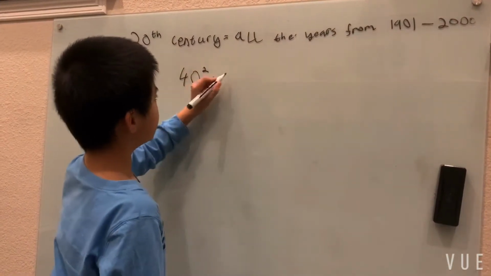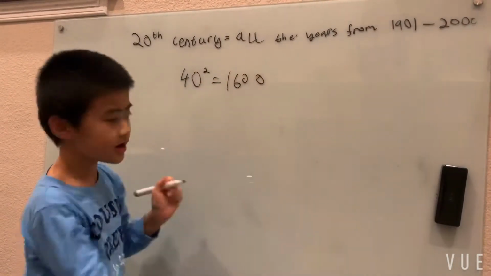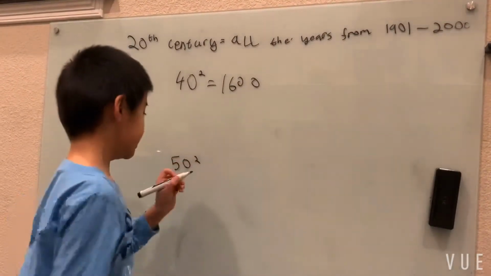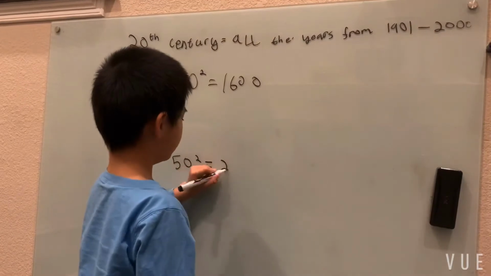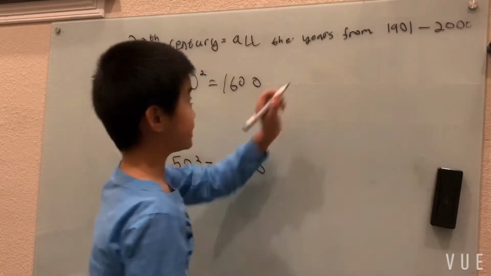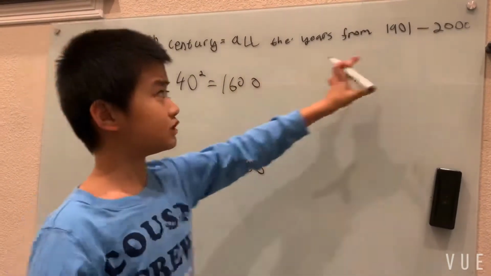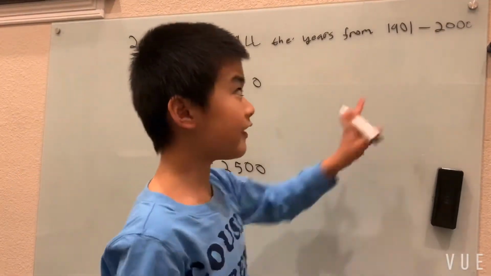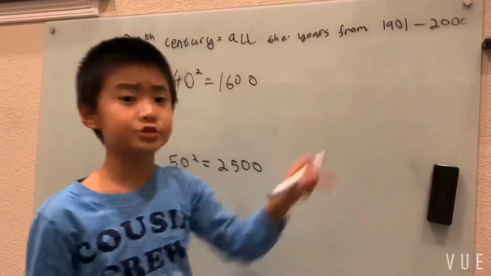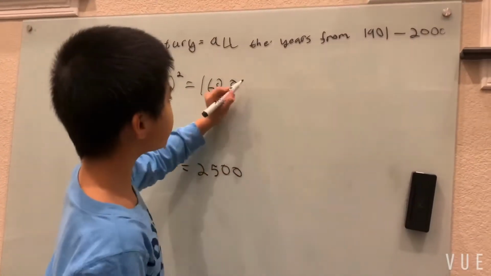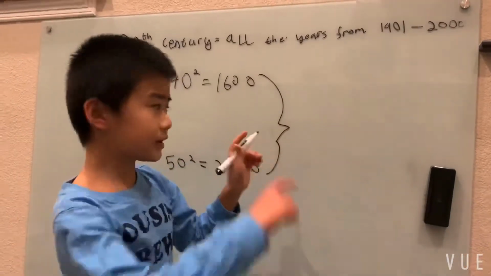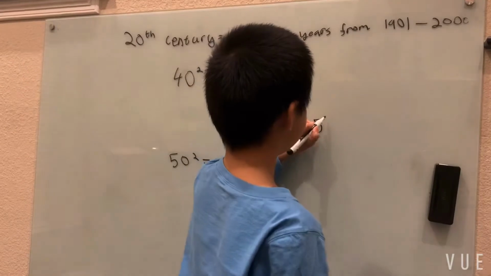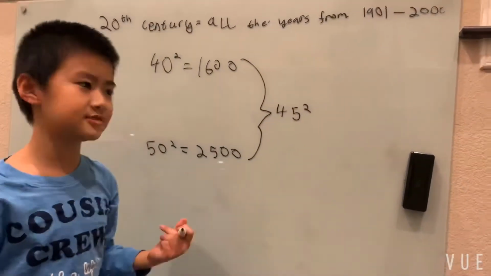Well, 40 squared, that's a little too small. We know that's 1600, and 50 squared, well, that's way too much. That would be 2500. So the 1600 is less than 1901, and this 2500 is larger than our 2000. So we're going to take all our information, bring it all together, and lower it to 45 squared.